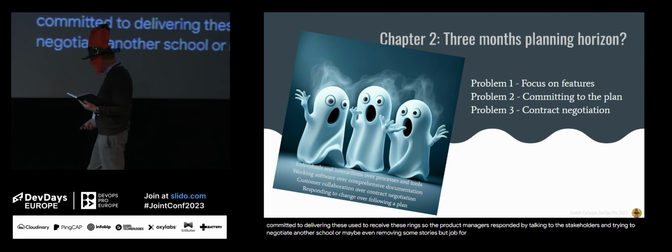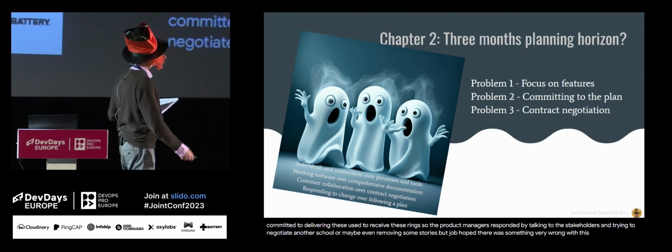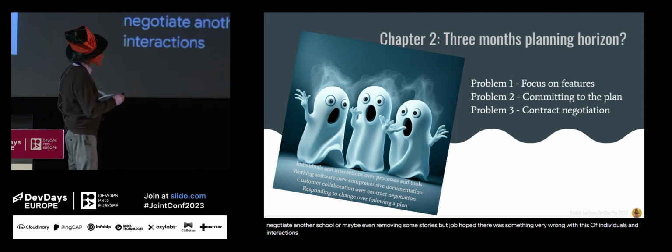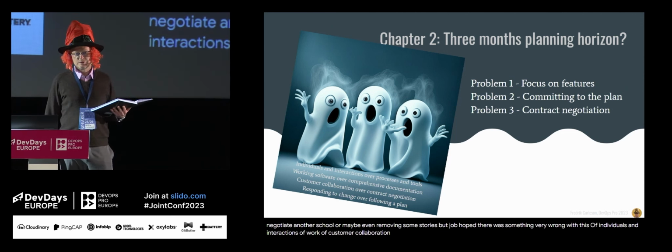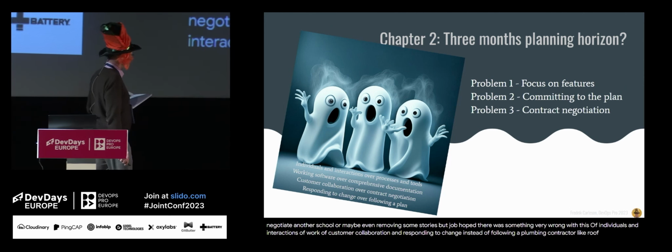But John thought there is something very wrong with this. He was thinking of the Agile Manifesto, of individuals and interactions, of working software, of customer collaboration and responding to change, instead of following a plan and contract negotiation.